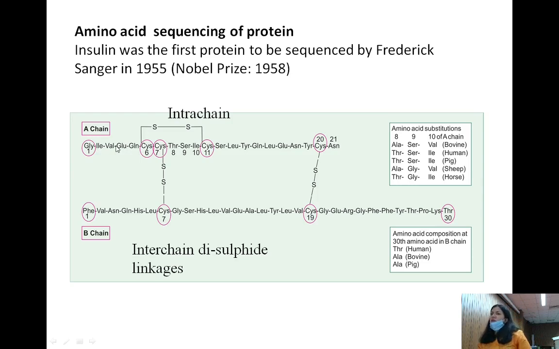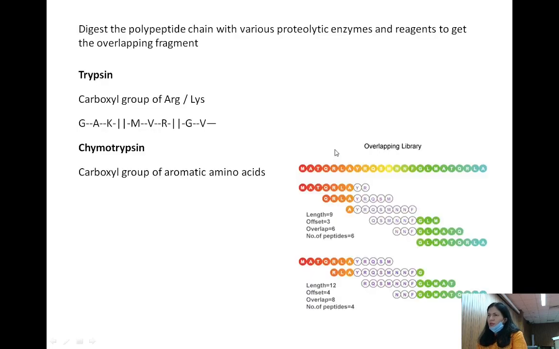from the N-terminal end. But if you want to sequence the whole polypeptide chain by using either Sanger's reagent, Edman degradation or dansyl chloride, it will take so much time. So what we need to do is break this polypeptide chain into different overlapping fragments by using either endopeptidase or chemicals like cyanogen bromide. Clear? Then next, you can sequence the polypeptide chain from the C-terminal end.